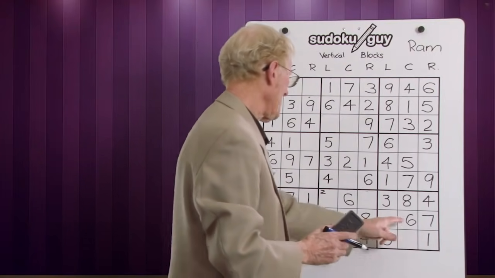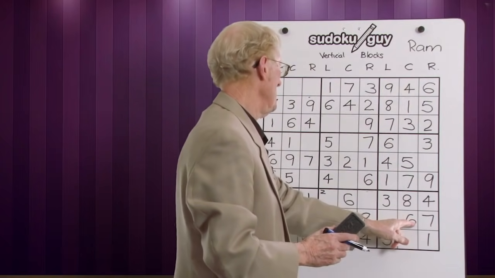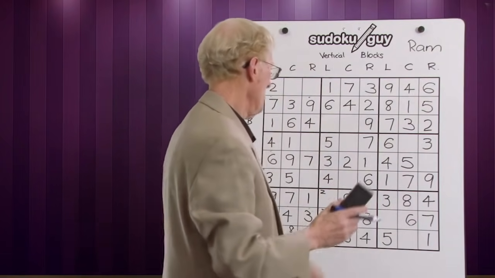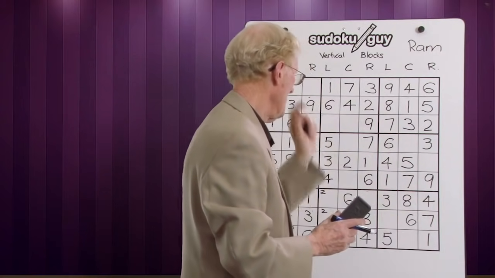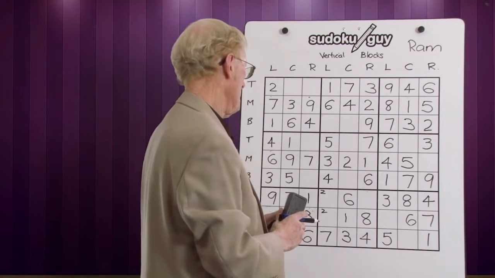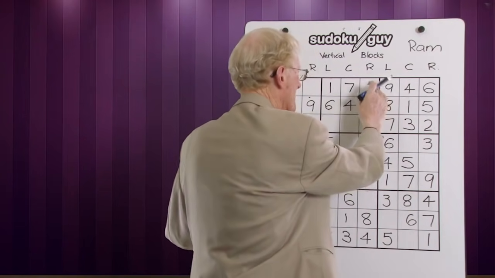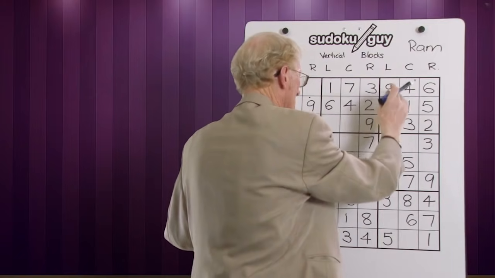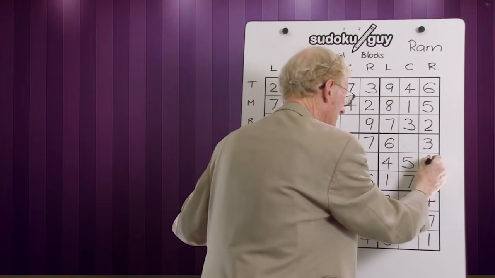6s. 6, we have a 6 here, a 6 here, and a 6 there. We have a center, a left, and a right. We're doing fine. 7s. We're done with the 7s here. Done. 8s. We have 2 8s. We have a center, and we have a left. This block has a left. This block has a center, therefore this block has to have it on the right, so that becomes an 8.